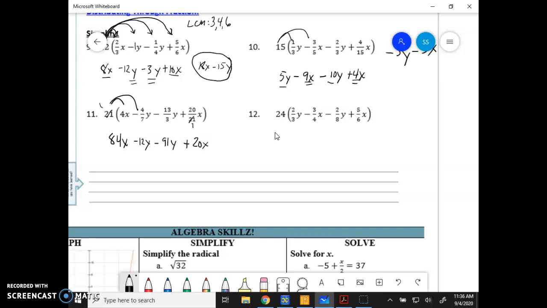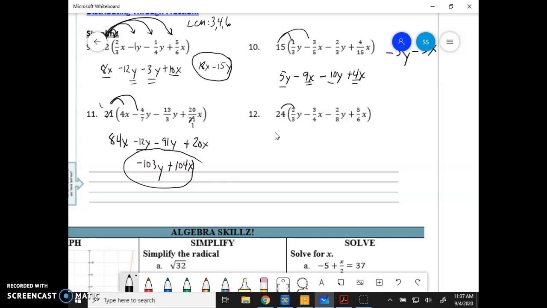All right, now we just got to combine like terms. We got our y's and our x's. Combine our y's. Let's do our y's first. We got negative 12 minus 91. That's negative 103. And then our x's, we get, let's see, plus 104x. All right, there we go. Final answer. Okay, last one here.